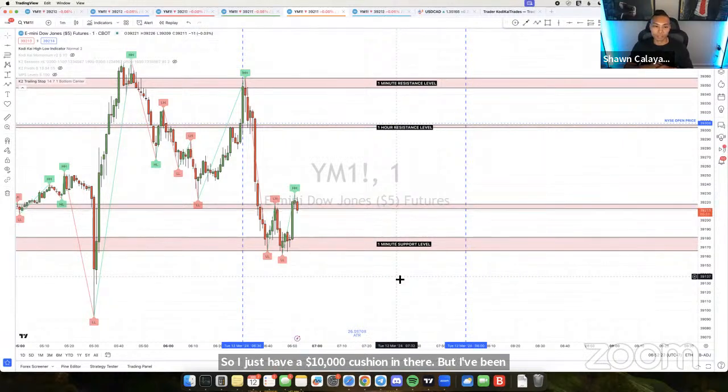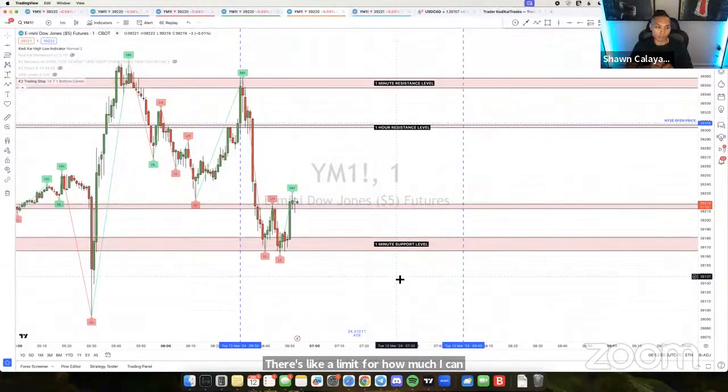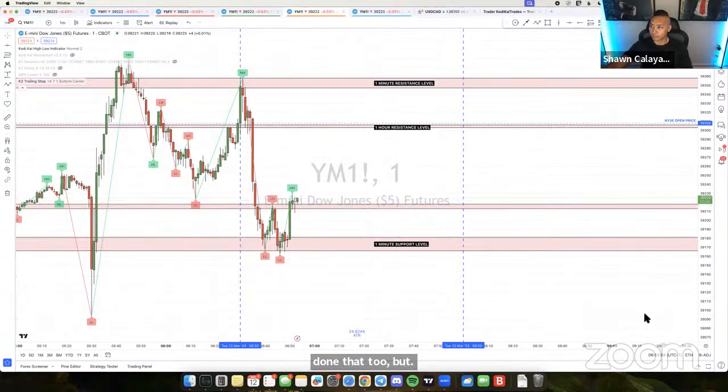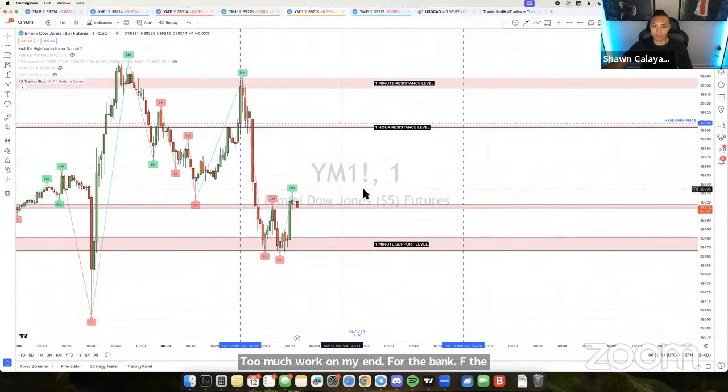So you can execute trades. Today I've been trying a smaller contract size, and I've been easing into it. But at a $5,000 account, I'm gonna cap it at 4 contracts, because at 4 contracts, it's gonna yield about $500 profit or loss per trade. So I think that's good for now. Once I get it to 10,000, then I'll up the contract size. But there's a limit for how much I can transfer over, unless you wire the money, which I could have done too, but it's just too much work on my end. Go to the bank, fill out the wire form. It's just kind of lazy to do that.